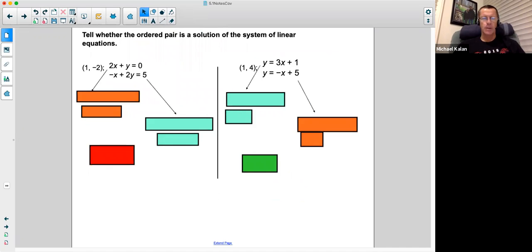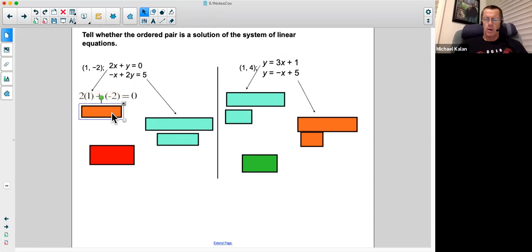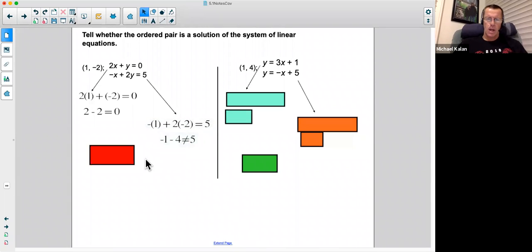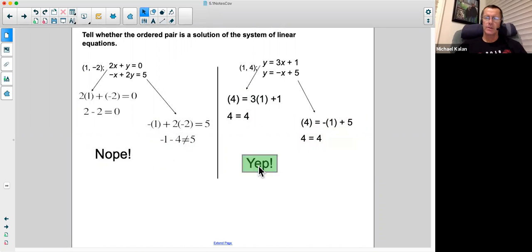So more practice with this. Give these a shot, pause the video, and then come back. Okay, so hopefully you saw that it worked for the first one and it did not work for the second one, because we would get negative 5, and that is not equal to 5. So that was a no. On the second one, we plugged in, it worked for the first equation, and it worked for the second. So this one would be yes. So 1 comma 4 is a solution there.